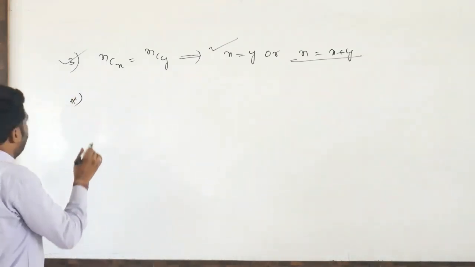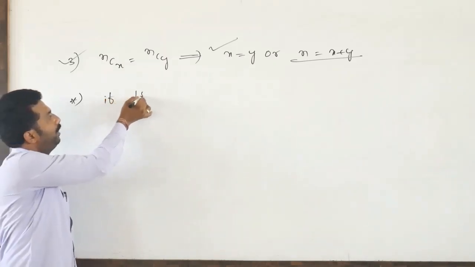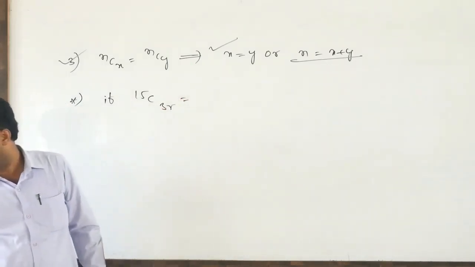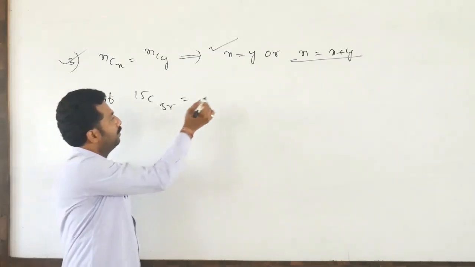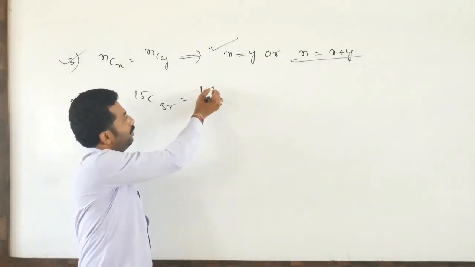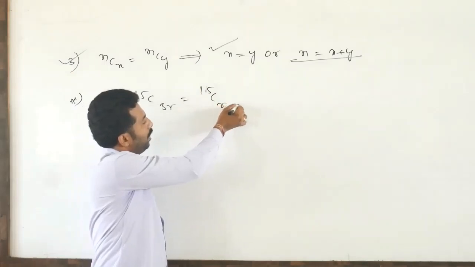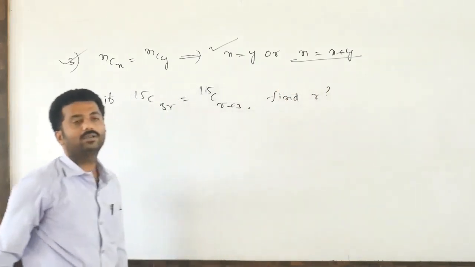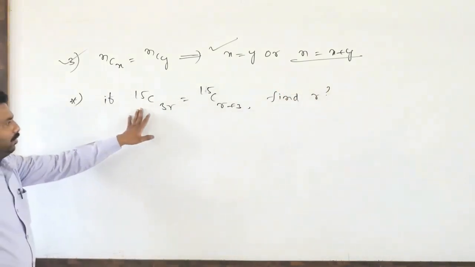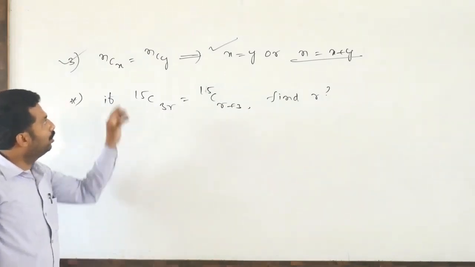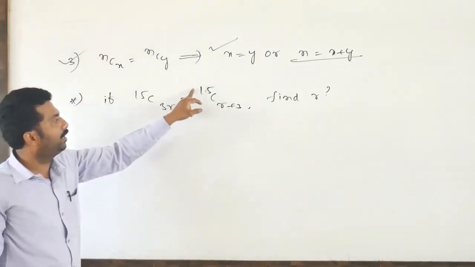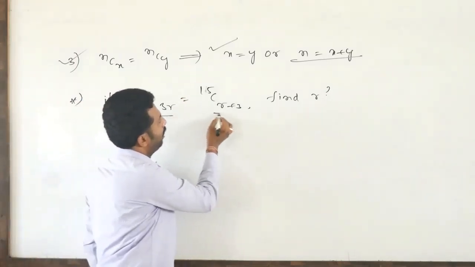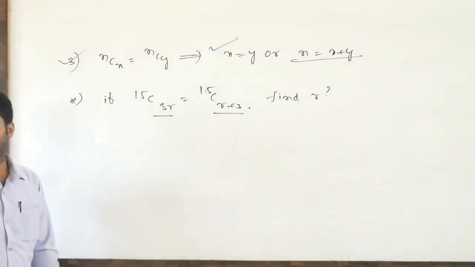If 15C3r equals 15C(r plus 3), they are asking a question: we have to calculate the r value. So you have to observe nCx equal to nCy. Is x equal to y? Is 3r equal to r plus 3? No.